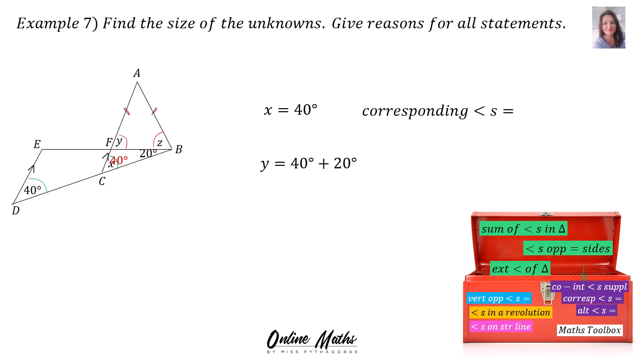Then we can go and say y is equal to 40 plus 20. Now, do you understand why? Since y is the exterior angle of the triangle is equal to the sum of the opposite interior angles. So y, there's your reason, exterior angle of a triangle. Y is then 40 plus 20 is 60 degrees. And then we can go to Z and say Z is 60 degrees, and your reason, angles opposite equal sides.